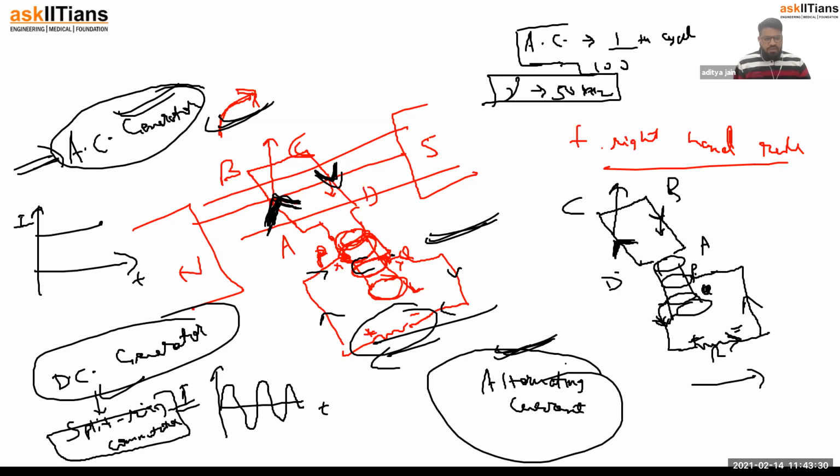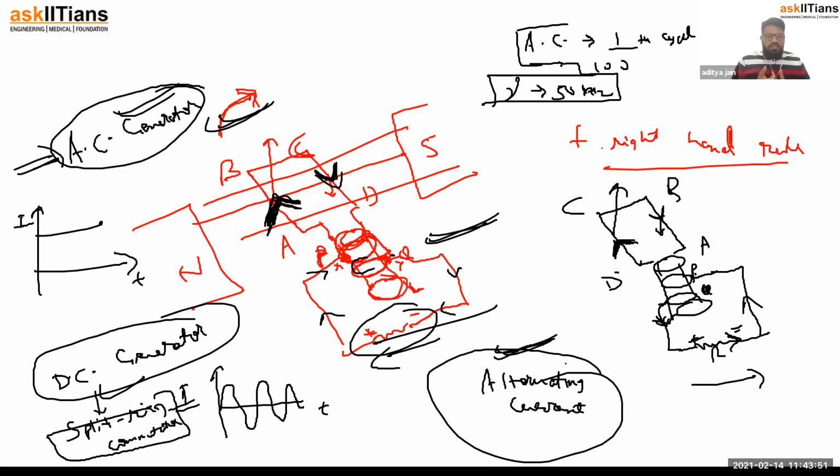So I think the concept of the AC generator is clear. What is its principle? The principle of electromagnetic induction: whenever a conductor moves in a magnetic field, a current will be induced in that conductor, which is given by the principle of electromagnetic induction. And the direction we decide with the help of Fleming's right hand rule. So we have basically revised all three things.